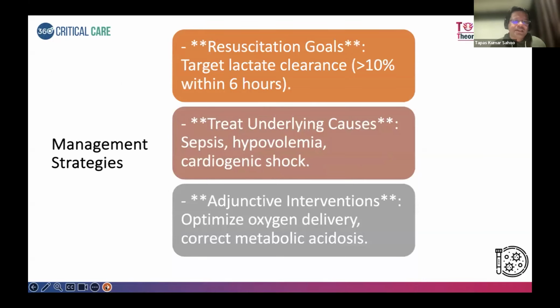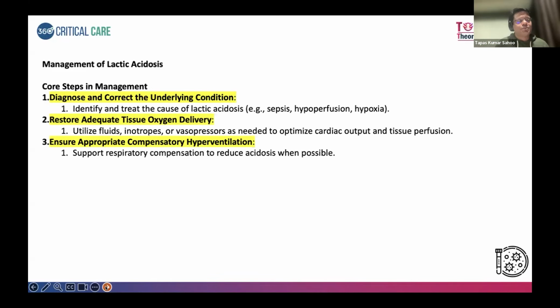Now the management strategy. Resuscitation goal: it should be targeting lactate clearance of more than 10% within 6 hours, which would be the first management strategy. Treat the underlying cause, whether it is sepsis, hypovolemia, cardiogenic shock, and adjunctive interventions like optimizing the oxygen delivery, put the patient on a ventilator, give anti-epileptics if the patient is having seizures, support the liver if it is liver failure, correct the metabolic acidosis, go for dialysis. Now the management of lactic acidosis, again the core steps I have already explained. You have to put the patient on a ventilator, utilize fluids, inotropes, vasopressors, and identify and treat the cause of lactic acidosis.